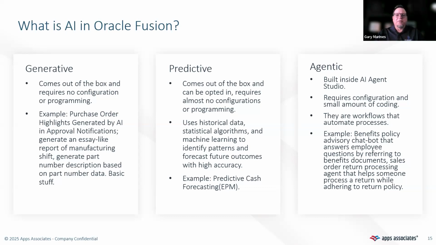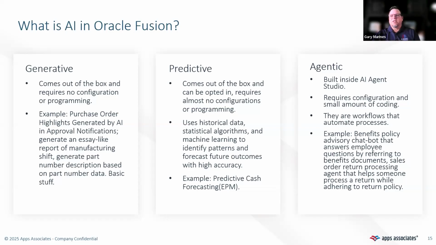Predictive, some of them also come out of the box and don't require a lot of programming or configuration, so to speak. This one will use historical data, statistics, and algorithms, and one example of that is predictive cash forecasting. I'll show you a couple of examples of that in a minute. And then lastly, the thing that we're most focused on at the moment is agentic AI, where it's built inside of Oracle's AI Agent Studio.